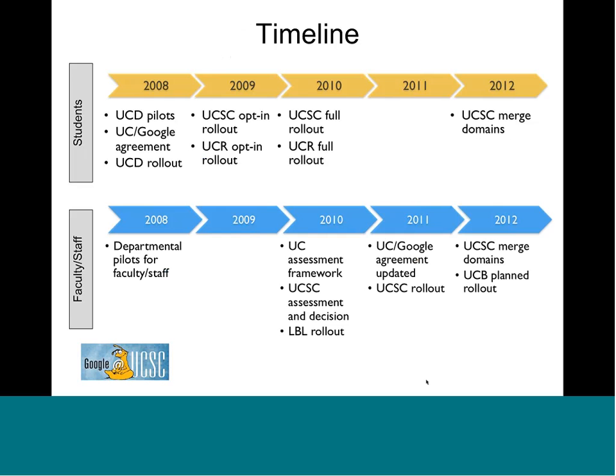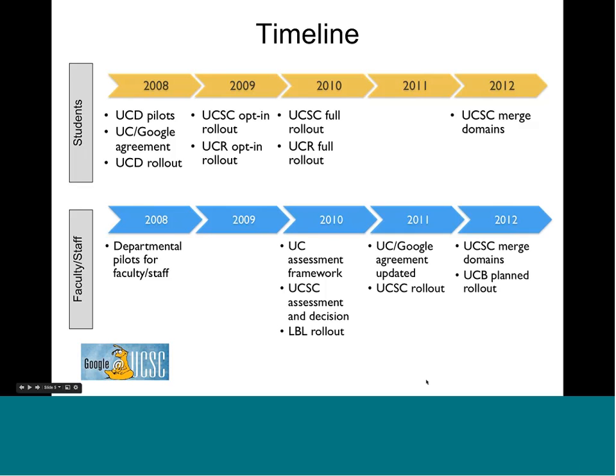I'd like to give a sense of the timeline of Google Apps deployment for UC campuses and labs because, even though UC Santa Cruz is one of the 10 campuses, we do operate as a system. I'll note that the students were the first deployments on the campuses, with UC Davis doing a full student rollout in 2008 after they did a pilot. It was also the year that we signed our first UC and Google agreement.